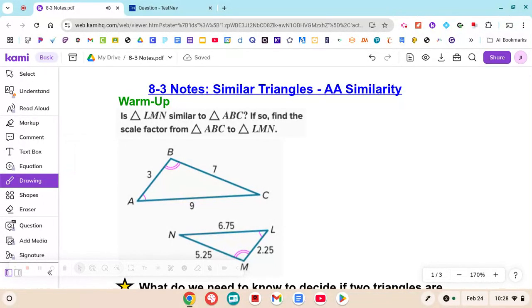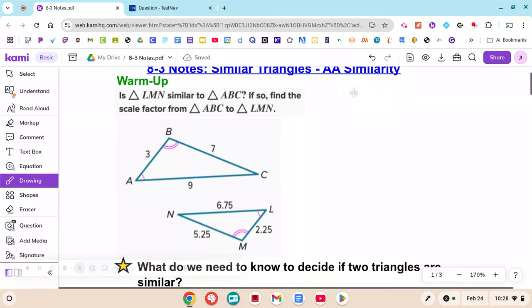Hi geometry students, in this video we're going to take a look at 8.3 notes. This is similar triangles. Specifically we're going to look at something called angle-angle similarity. So you've got a warm-up problem here. Ideally I'd like you to actually try the problem before you listen to the solution, so it won't hurt to pause the video and see if you can figure it out.